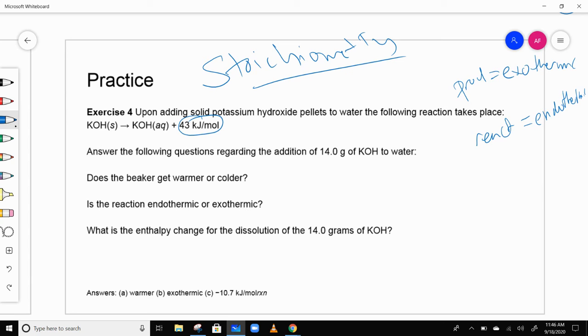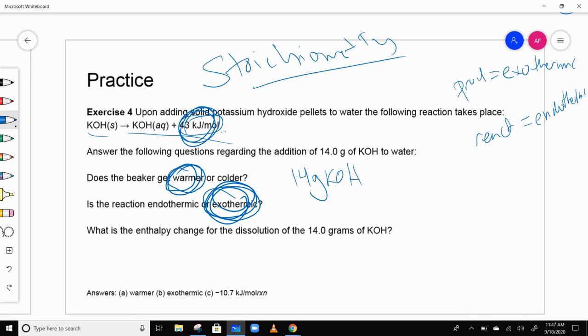So we have KOH dissolving and giving up that much heat. So if we have 14 grams of KOH, first of all, it's releasing the energy. Where is that energy going? It's going to go to the water, to the surroundings. It's going to go into the water. It's going to go into the beaker. So it should get warmer. Okay, it's exothermic. The heat is being released.